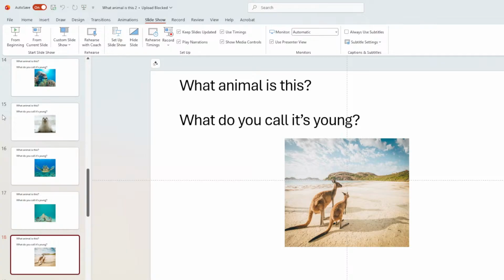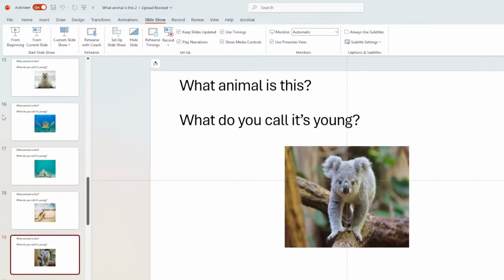All right, so that's a kangaroo. And what do you call the young one of a kangaroo? Is there anyone who knows? The young one of a kangaroo is known as a Joey. A Joey. And I've seen some people whose names are Joey. That's the young one of a kangaroo. That's quite interesting.